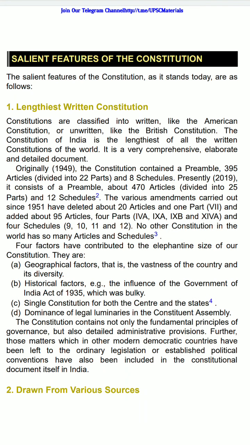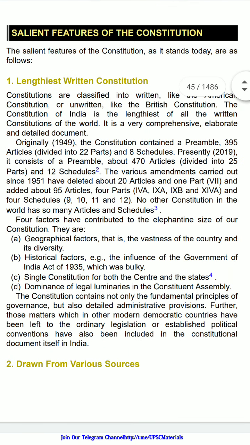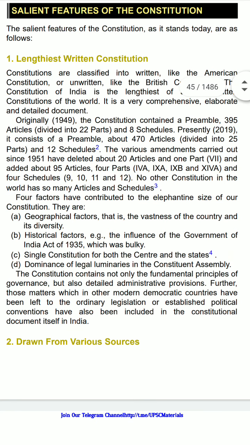The various amendments carried out since 1951 have deleted about 20 articles and 1 part (Part 7), and added about 95 articles, 4 parts (4A, 9A, 9B and 14A), and 4 schedules (9, 10, 11 and 12). No other constitution in the world has so many articles and schedules. There are 4 factors that have contributed to the elephantine size of our Constitution.